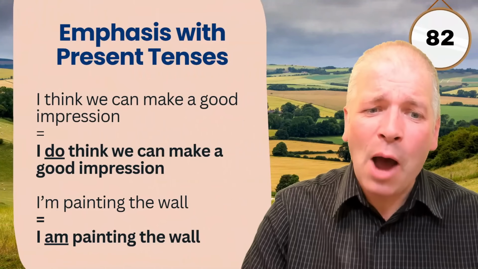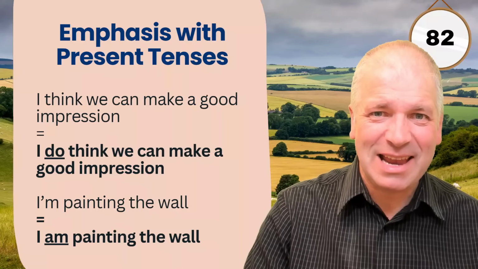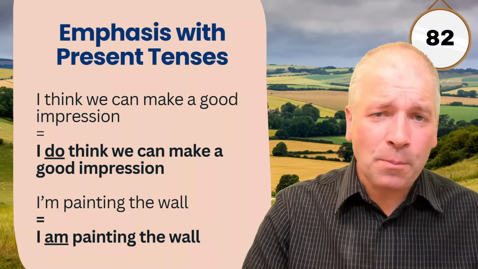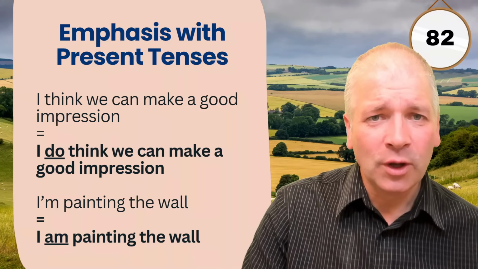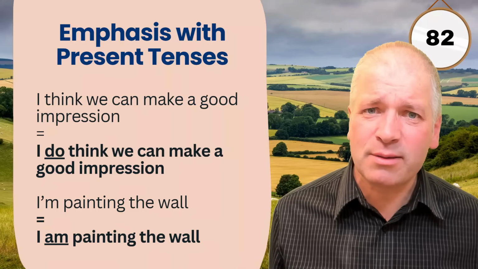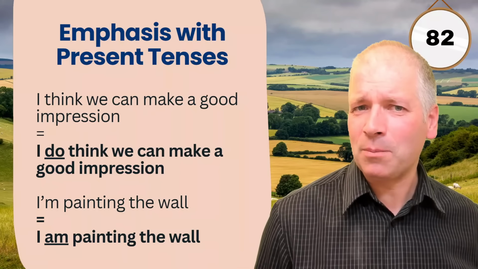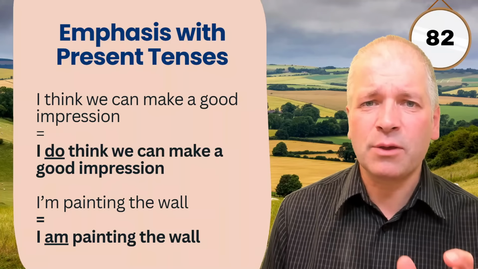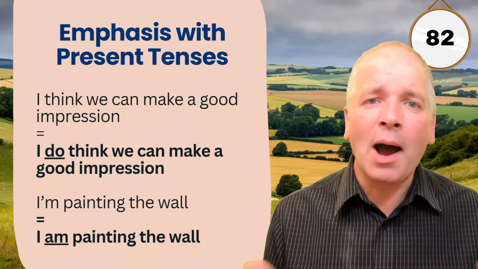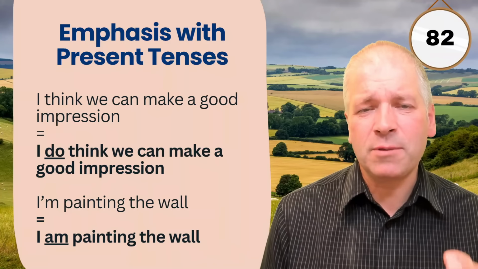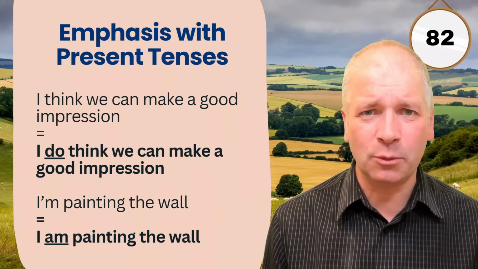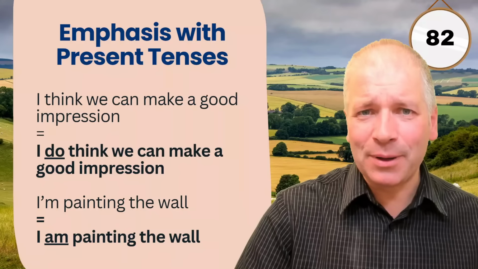Make sure you know how to create emphasis with present tenses. We often do this with do and the verb to be. With the present simple, add do to add emphasis to your sentence. Instead of saying, I think we can make a good impression, say, I do think we can make a good impression. And that adds emphasis to think. Or with the continuous form, instead of just having I'm painting the wall or having the verb to be that's not stressed, stress the verb to be. I am painting the wall. It really is happening.